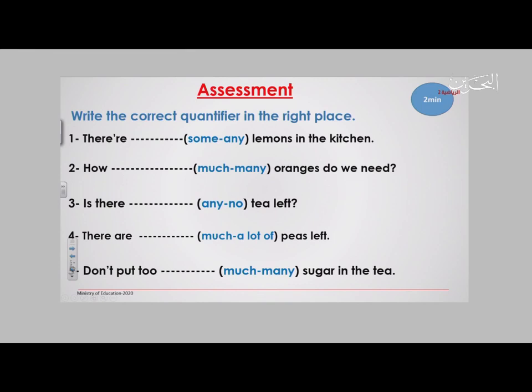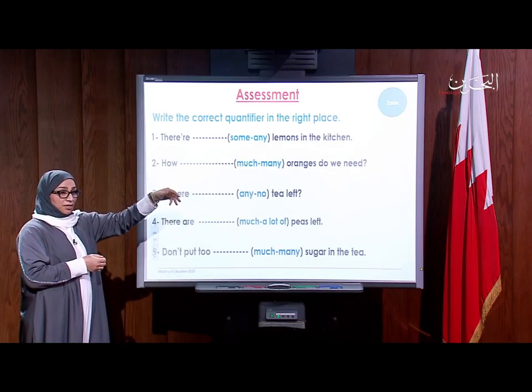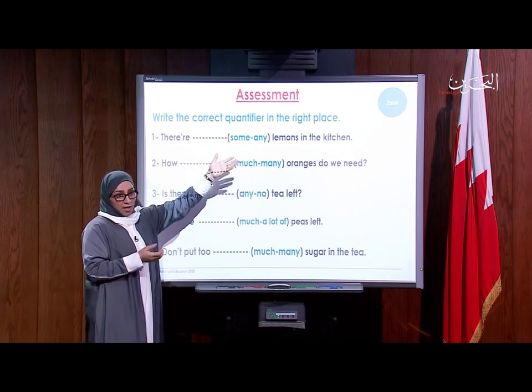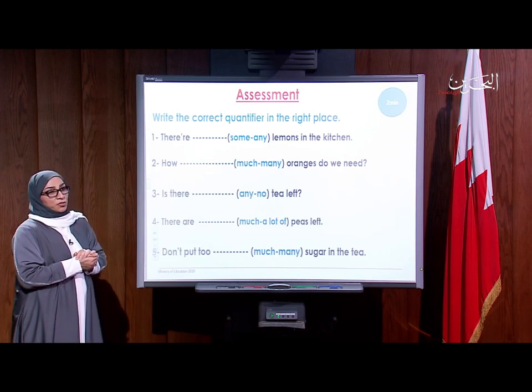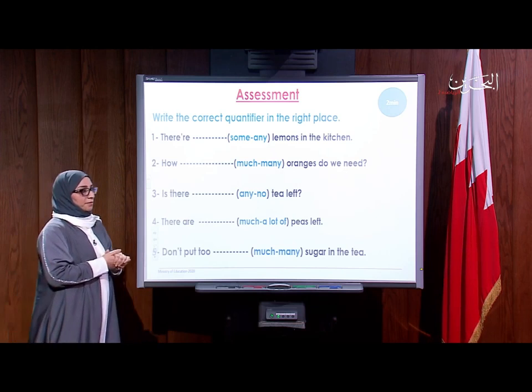Now, assessment. We had lots of practice together. Write the correct quantifier in the right place. You have 5 sentences, and I gave you 2 quantifier words. Choose the right quantifier in the right place. You have to check if your noun is countable or uncountable. And also you have to check if your sentence is positive, negative, interrogative, which is a question, or sentence. I'll give you 2 minutes to do this assessment.